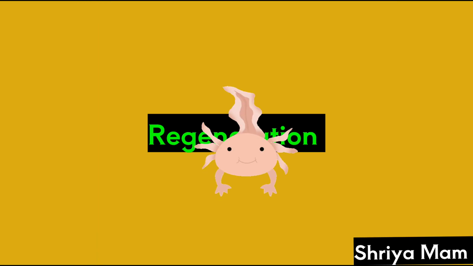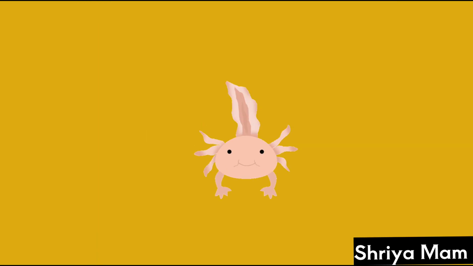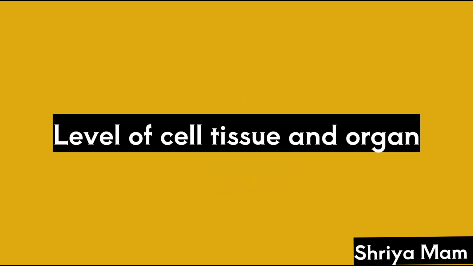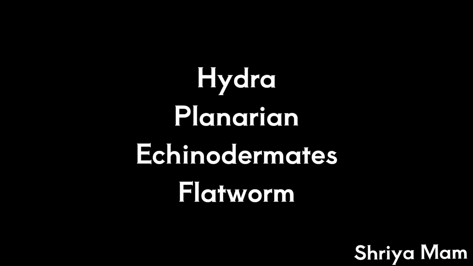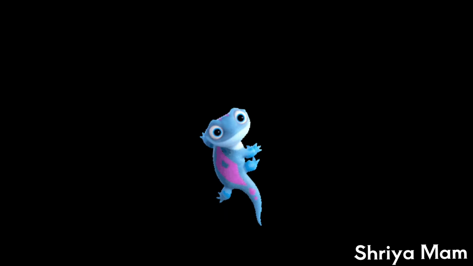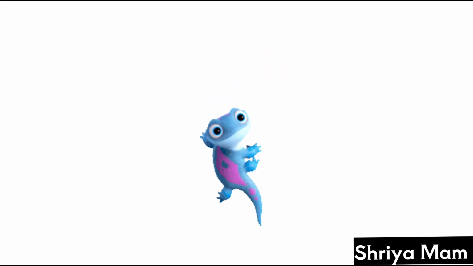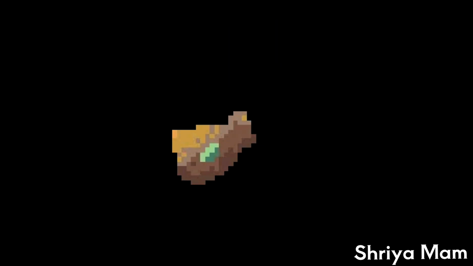Now, regeneration, what is it? It is a process of renewal, restoring, and regrowth. It can occur at the level of a cell, tissue, or organ. It is common in Hydra, Planaria, flatworms, and echinoderms. A lizard can discard a part of its tail when it is in danger, and the tail can regenerate later. In humans also, the liver can regenerate if it is partly damaged.